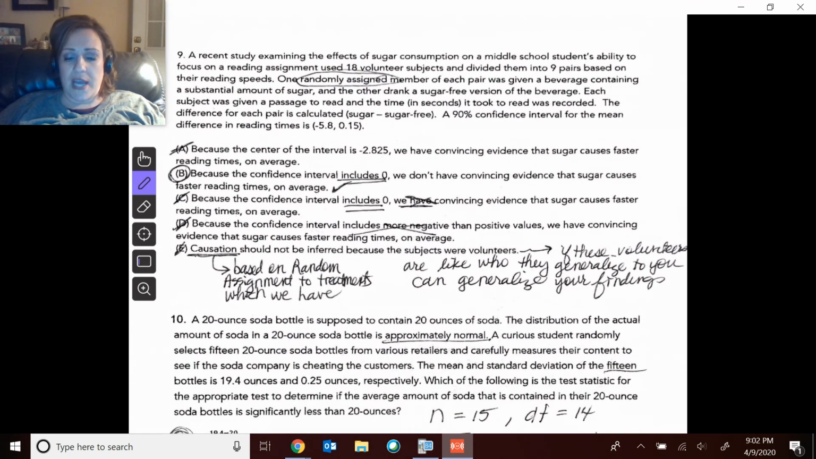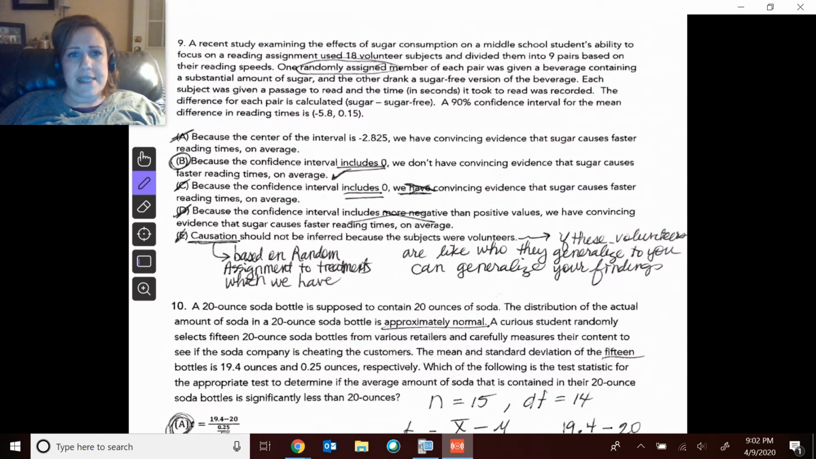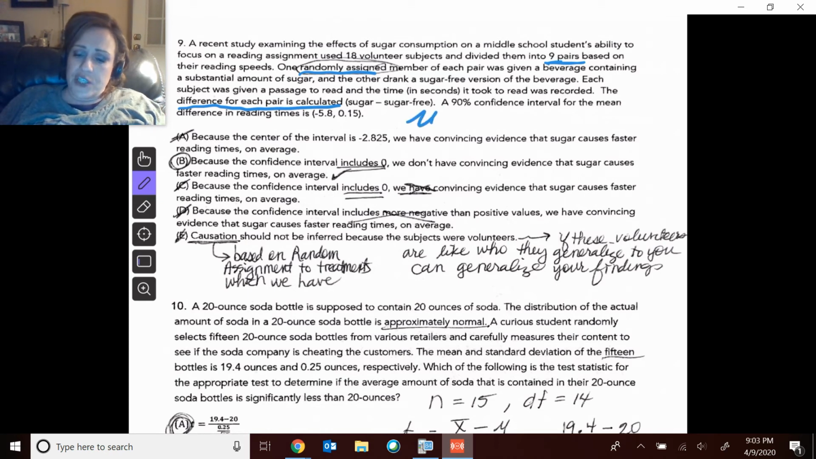All right, number 9 is a problem. I see that I did have random assignment, okay? When I see these words, randomly selected, random assignment, those are always triggers that I know I might have to reference later. So this was having middle school students, and they actually, I think, took 9 pairs of data. And so they had the paired data, and they did the average of their paired data. So they did the average of the sugar minus the sugar-free.